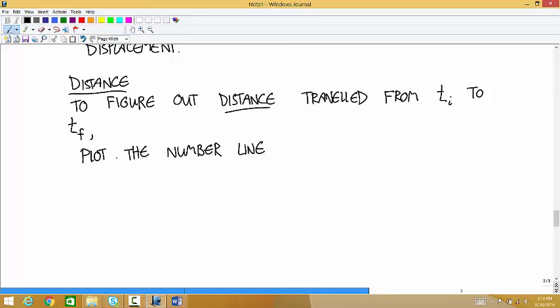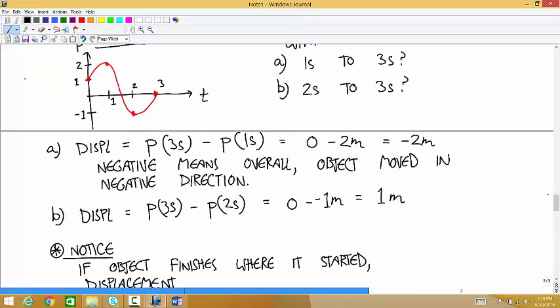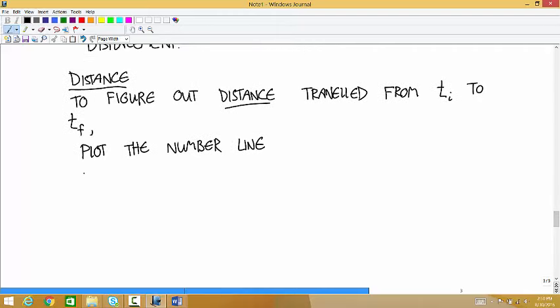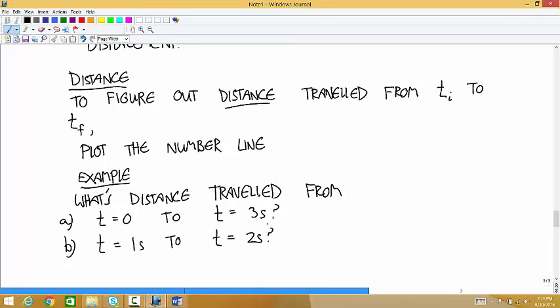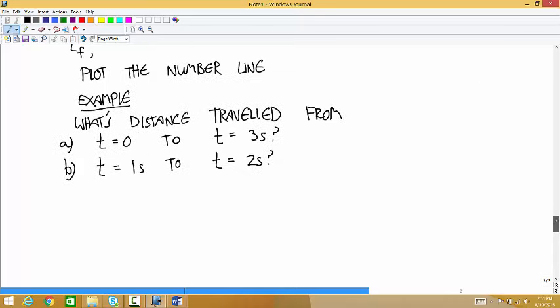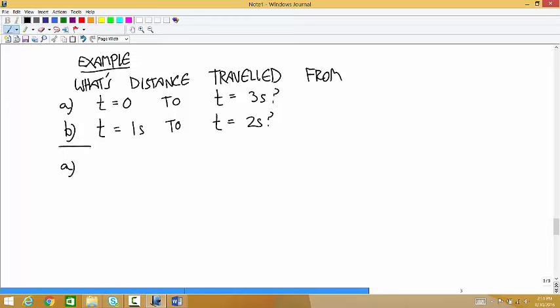And so with the example that I have here, let's say we're going to calculate what's the distance traveled from time equals 0 to time equals 3 seconds, and then second from time equals 1 second to time equals 2 seconds.